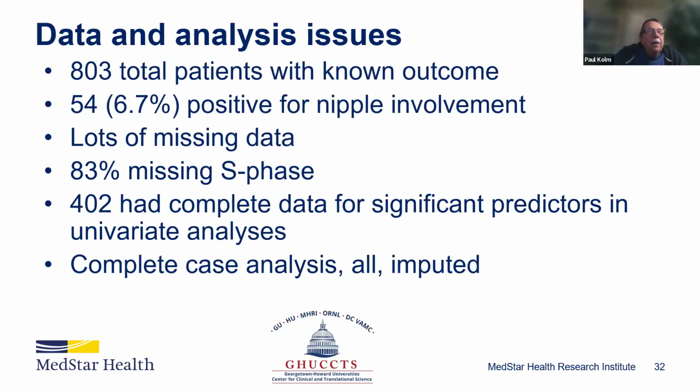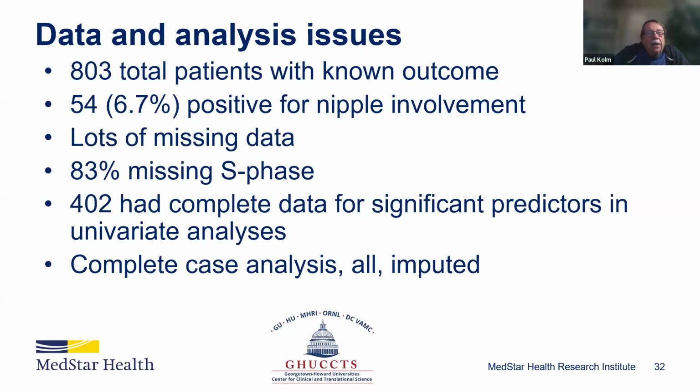54 were positive for nipple involvement. But in this data set, we have a lot of missing data. For example, S phase has 83% missing. So we had to take this into consideration in doing the analysis. Only about half of them had complete data for all of the predictors in univariate analysis.